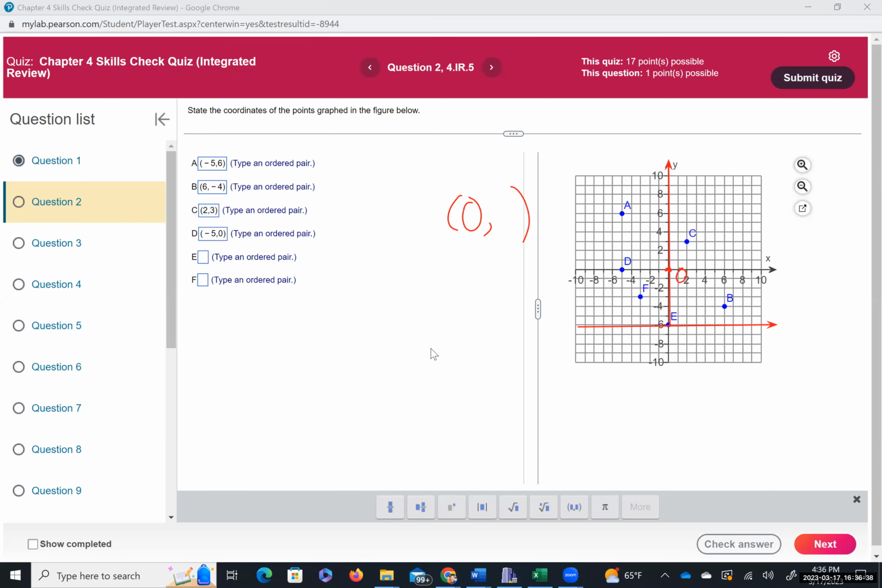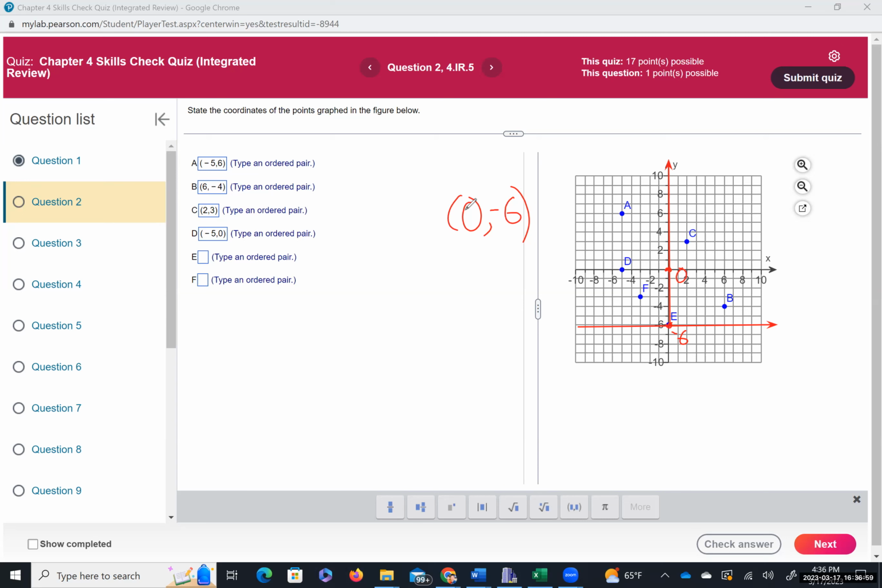So okay, where am I? I'm at E, right? So the x value is going to be 0, but the y value crosses the y-axis exactly at E there, right? Which is -6. So we have -6 here.